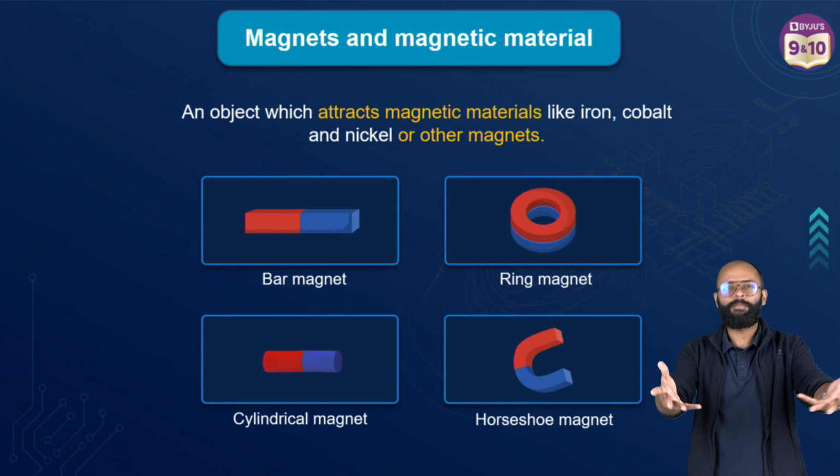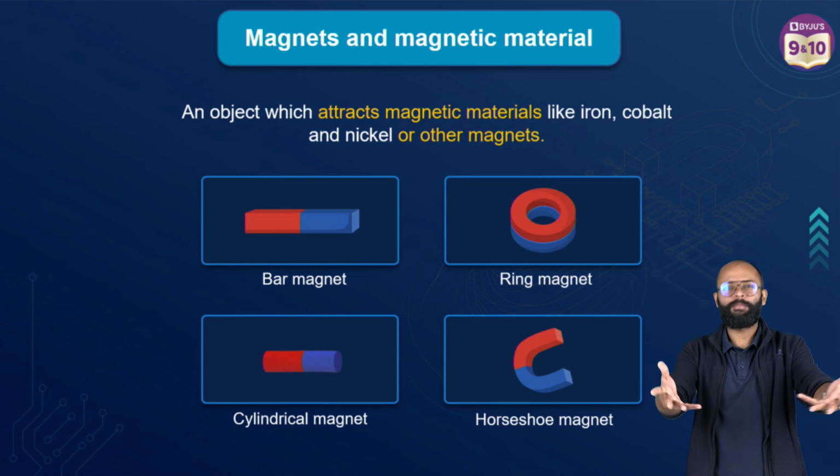What different types of magnet do we have? Sir, we have learned about bar magnets, where two extremes are the two poles. Ring magnet, right? Which looks like a ring. We have a cylindrical magnet, which looks like a cylinder, and we have a horseshoe magnet, right? It looks like a horseshoe. That's why we call it the horseshoe magnet.